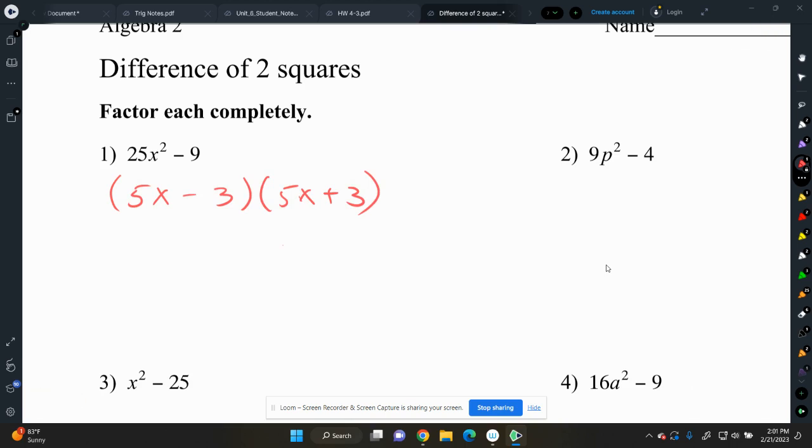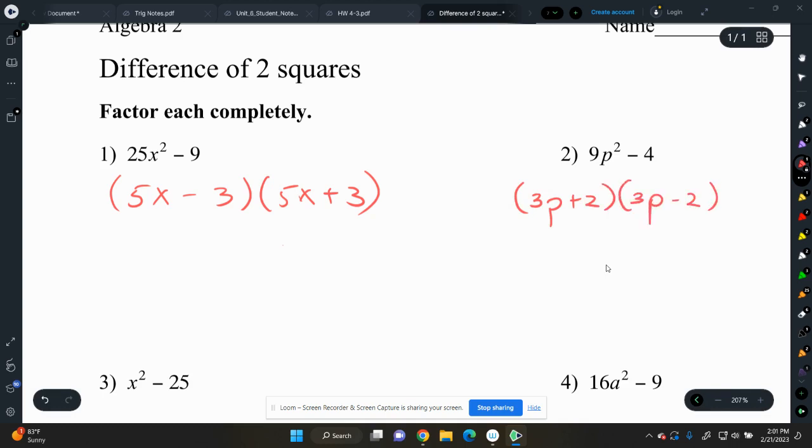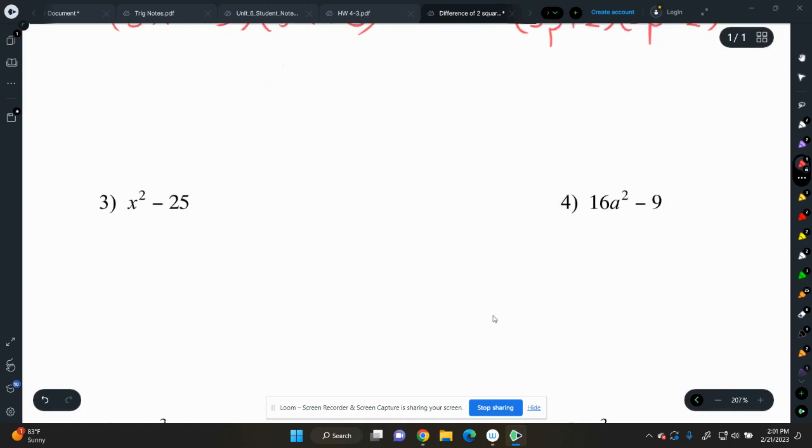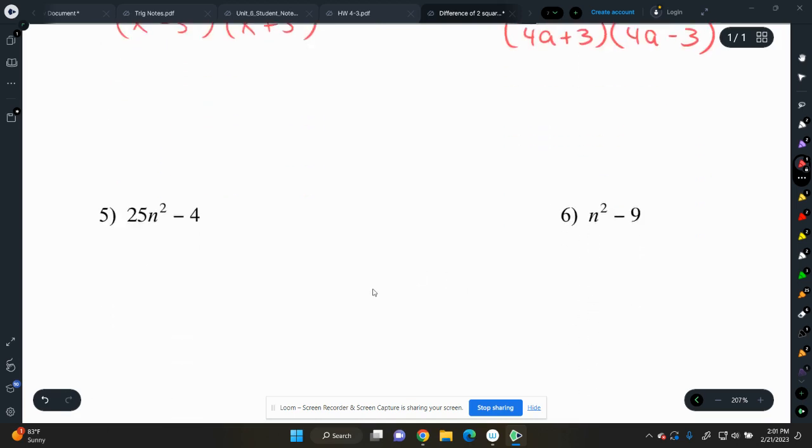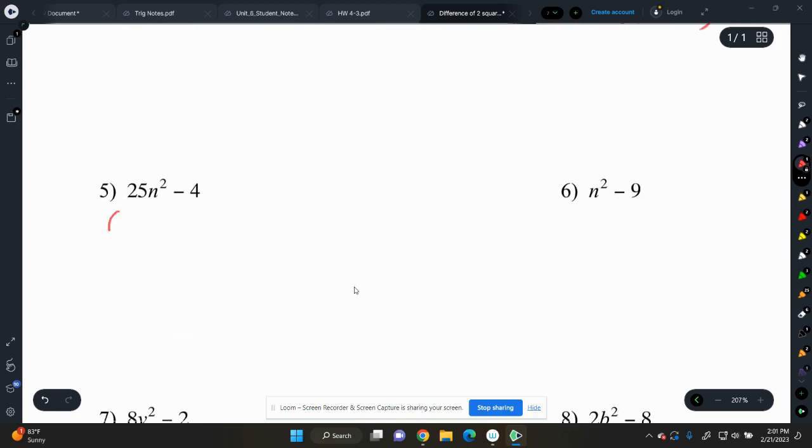Drew, how about number 2? 3p plus 2 in one parentheses, and the other parentheses is 3p minus 2. Good. Austin, number 3. x plus 5 and x minus 5. See how easy these are? Riley, number 4. 4a plus, 4a minus. Good. Jaden, number 5. 5 plus 2, 5 minus 2.